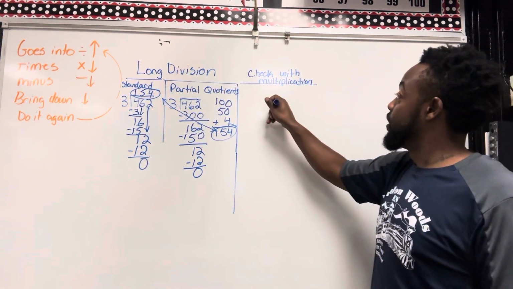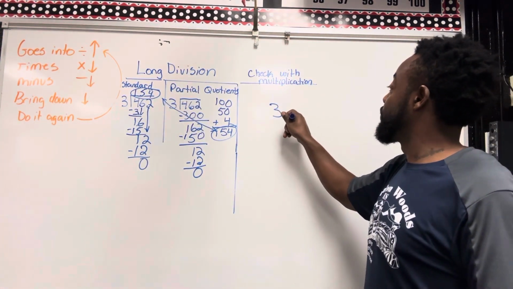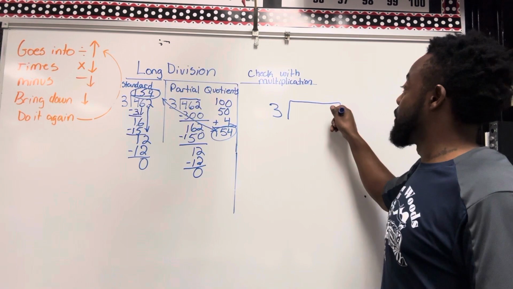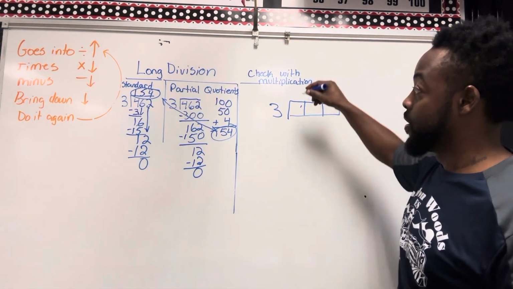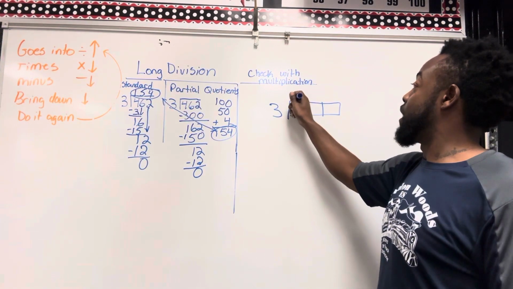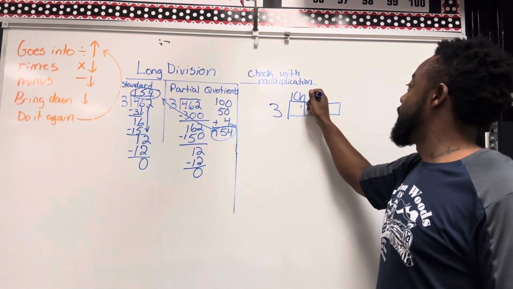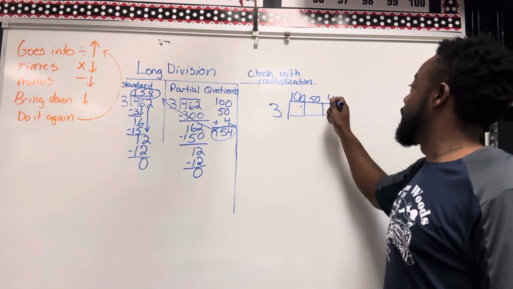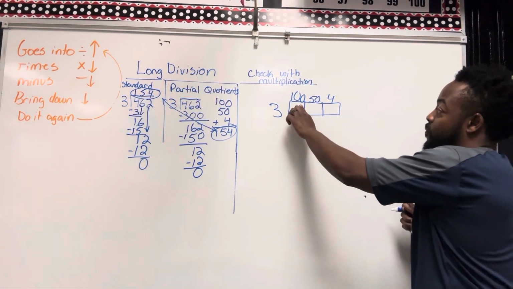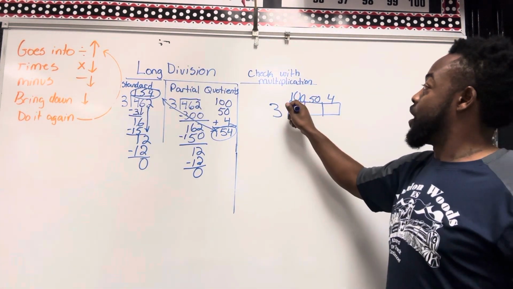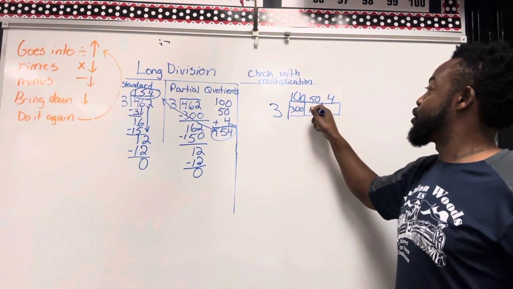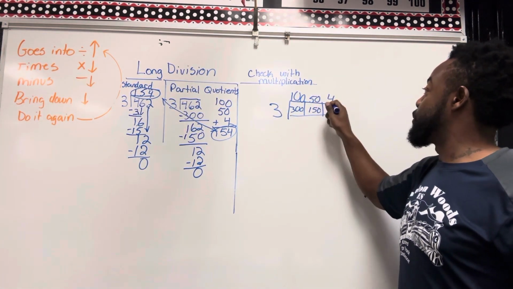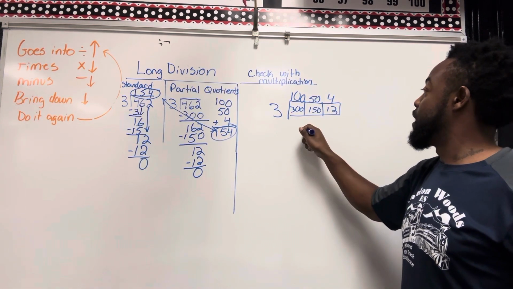So let's see. Let's do 3, and we're going to do our box model. Sorry, y'all, my box doesn't look as pretty. 100, and we're multiplying by 154. 3 times 100 is 300. 3 times 50 is 150. 3 times 4 is 12.